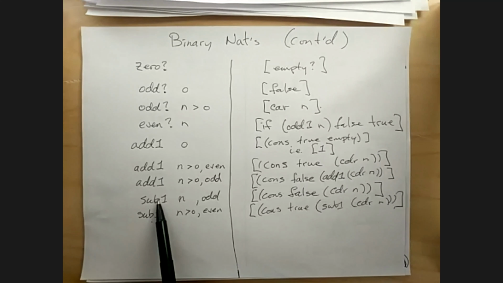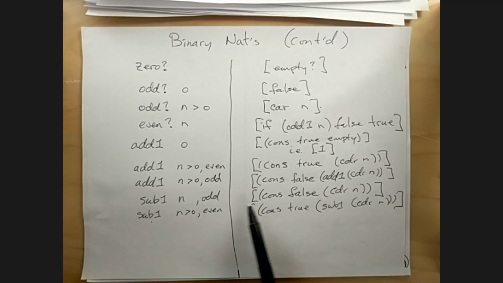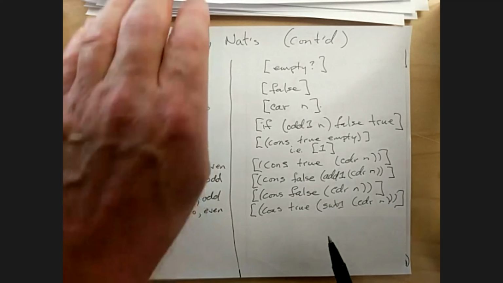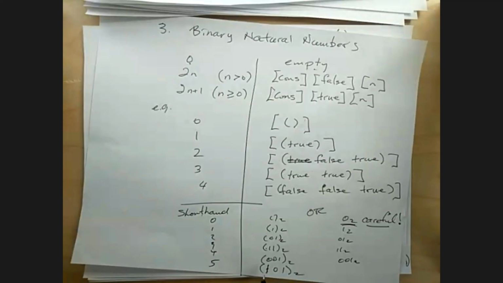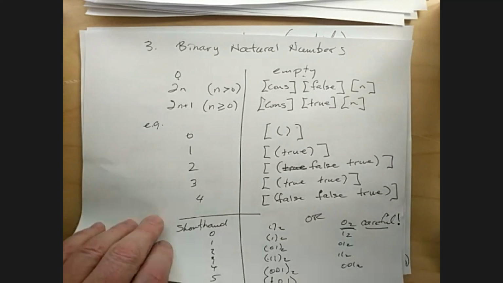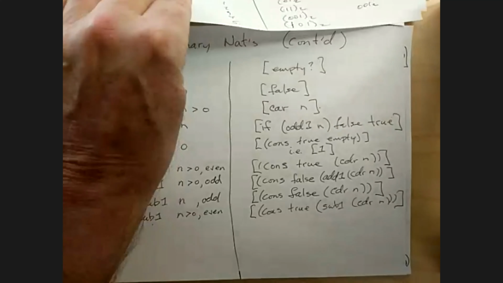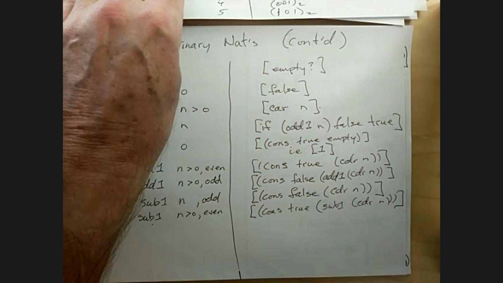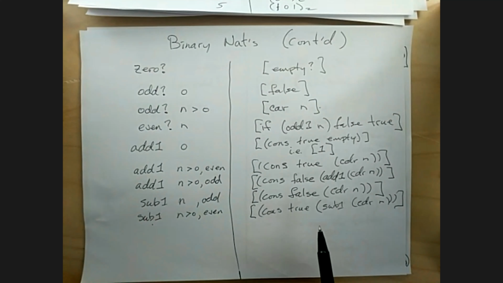Subtracting 1 from a number is easy if the number is odd. And again, if we go back, subtracting 1 from 5 is easy: you switch the 1 to a 0. Subtracting 1 from 3 is easy: you switch the 1 to a 0. And so what we do here, if it's odd, we're just going to change it from true to false.